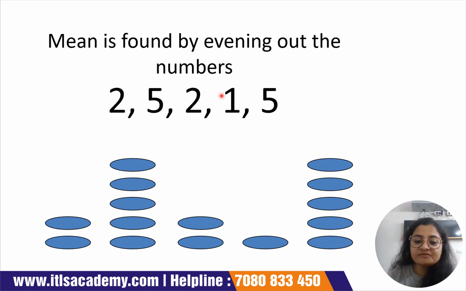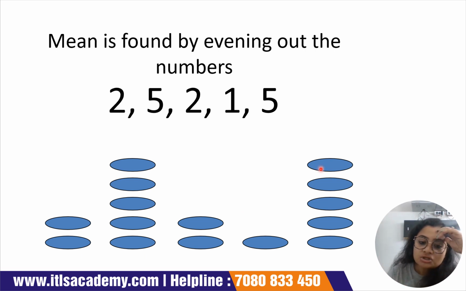Mean is found by evening out the numbers. Like not even numbers, we have to make all these numbers equal. We have total, see, 5 addends here, isn't it? 1 2 3 4 5. So 5 numbers are there which we need to add up and then calculate the mean. So we have 5 addends over here. Now what we need to do, we need to even out all these addends. Means we have to equalize all these addends.